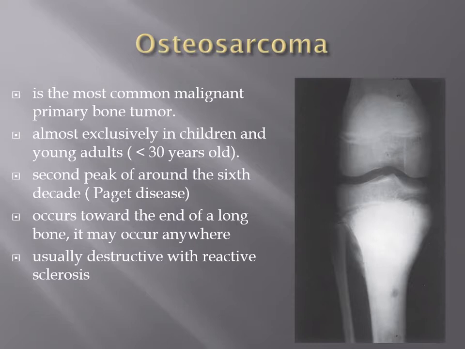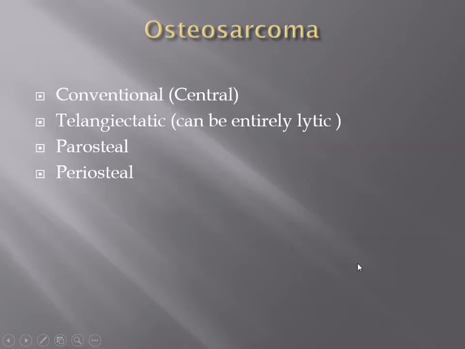Maybe radiotherapy, but usually it's Paget, especially in European countries. It's very common there. So this is destructive. Mainly it is a sclerotic, osteoblastic lesion, and there is a periosteal reaction. Osteosarcoma has many subtypes or classifications, but these are the main four: conventional in the central, telangiectatic, which usually contains small vessels so it will be an entirely lytic lesion, and there is the parosteal and periosteal.